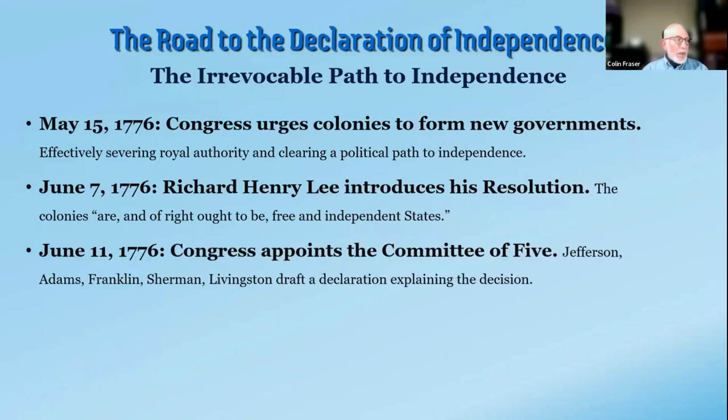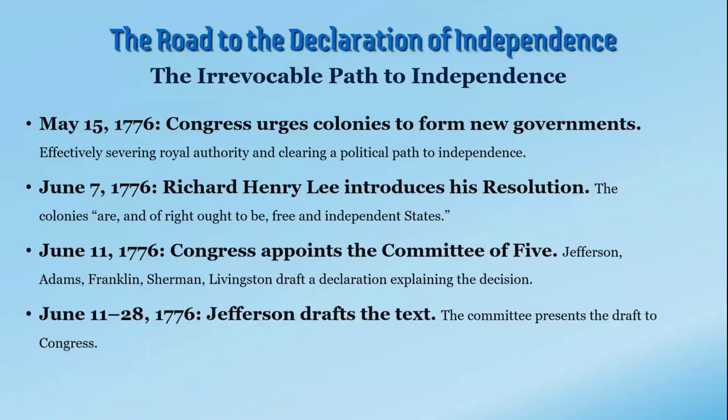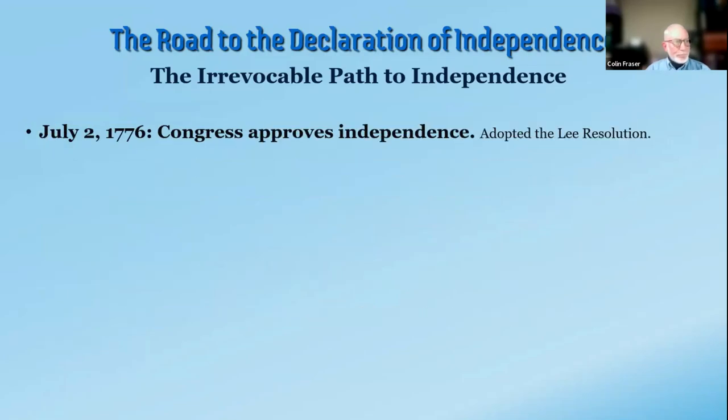That was followed June 11, 4 days later. Congress appointed a Committee of Five, Jefferson, Adams, Franklin, Sherman, and Livingston, to draft a declaration that was explaining this decision, as I pointed out earlier on. And for the next couple of weeks, Jefferson sat alone, essentially, and drafted the text. There were some discussions with this committee, and then the committee, after agreeing, presented the draft to Congress. Congress approved it July 2nd. They adopted the Lee Resolution.